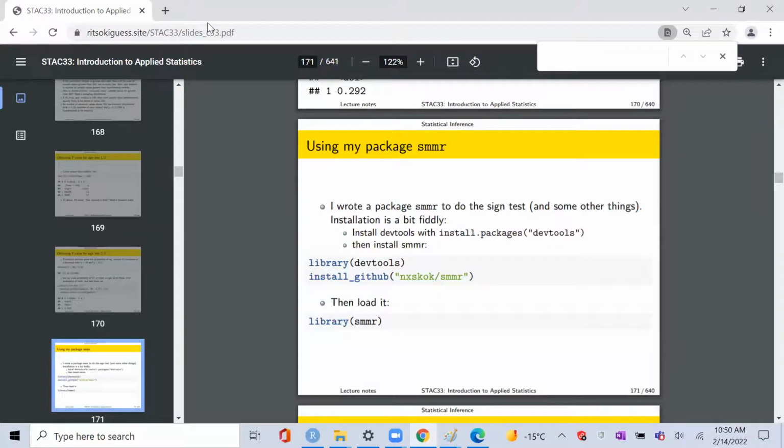So if any of your friends don't check the lectures and then try to use library or install the package SMMR, it's not going to work, right? So please direct them that they have to first install devtools to use the install_github function to get his package, because it's not in CRAN.